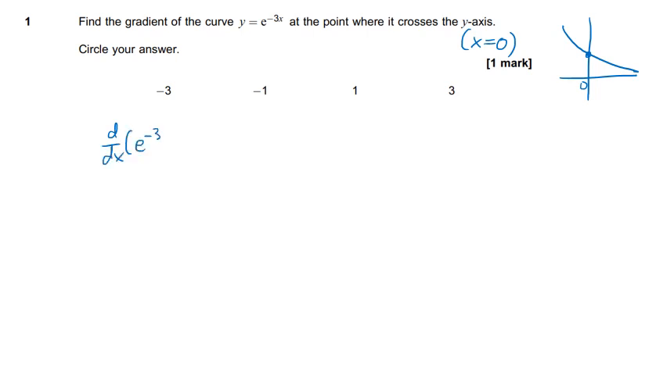We differentiate. By applying the chain rule, the derivative of the inner function minus 3x is minus 3, which comes to the front, and the exponential just differentiates to itself. So minus 3 e to the minus 3x. If we evaluate that at x equals 0, we get minus 3 e to the 0, which is just minus 3.